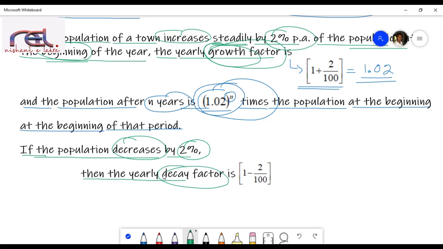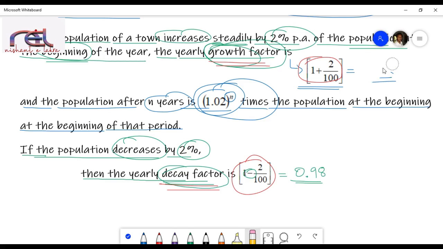Now suppose the population decreases by 2%. Right, if the population decreases, that means there would be a negative factor, right? Then the yearly decay factor, okay, we call it the decay factor, would be 1 minus R by 100. Remember this, it will be a negative factor or decay factor. That is why we have subtracted it, 1 minus 2 by 100. When you simplify it, you will get 0.98. So we have got two factors here, growth factor and decay factor. Okay, remember these two factors. Growth factor is positive and decay factor is negative.